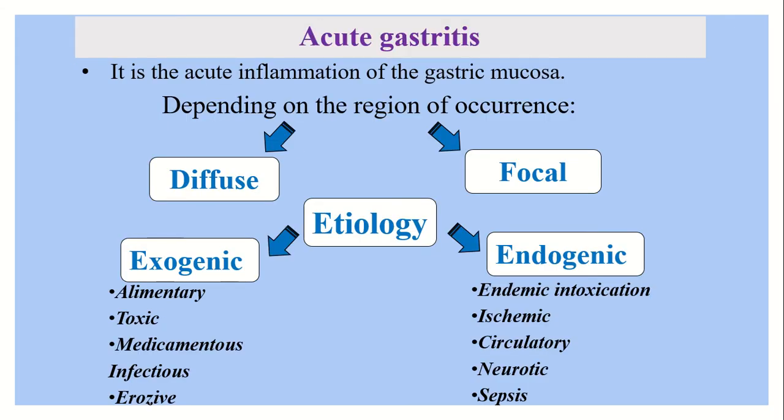There are two types of gastritis: acute gastritis and chronic gastritis. Acute gastritis is acute inflammation of the gastric mucosa. Depending on the region of occurrence, there are diffuse and focal acute gastritis. The etiology includes both exogenic and endogenic factors. The exogenic factors are alimentary, toxic, medicamentous, infectious, and erosive. The endogenic include endemic, intoxication, ischemic factors, circulatory, neurotic, and sepsis.